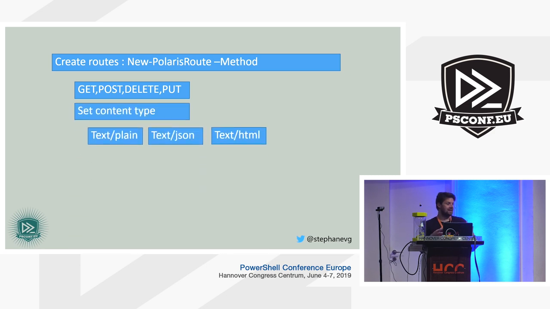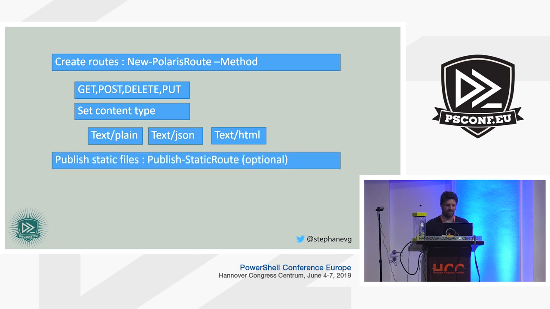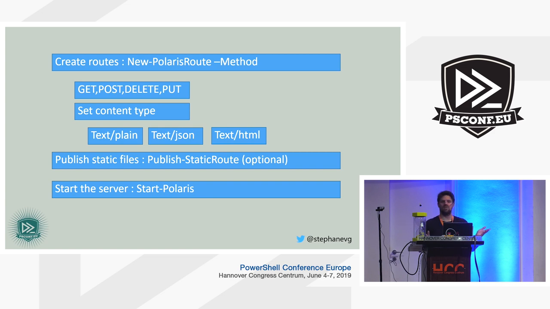Then you set the content type that you want to return. So several ones are available. The most common ones, the ones I've used up until now, are text plain, text JSON, text HTML. It's simply for the web browser or anything that's going to read the return value, so it knows how it's going to process the stuff. Then optionally, you can publish static files. For example, if you want to have access to Bootstrap or other types of libraries, you use a public static route, but I will show all of this in a demo. And then you start the Polaris server, and that's it. You're done.